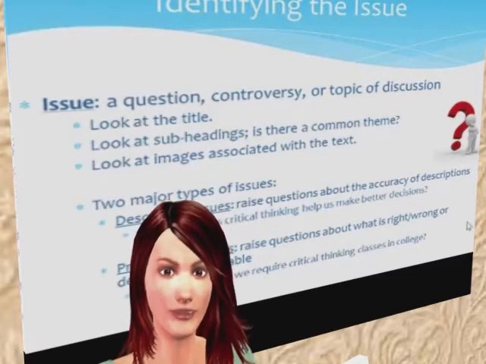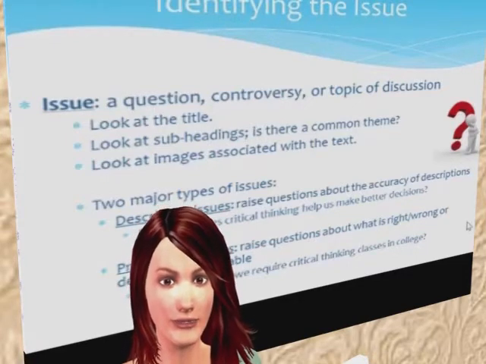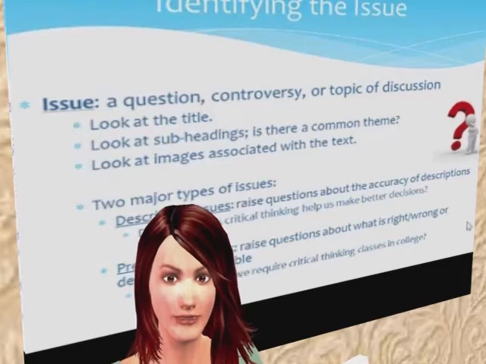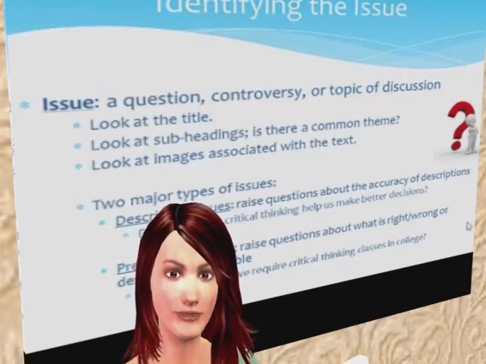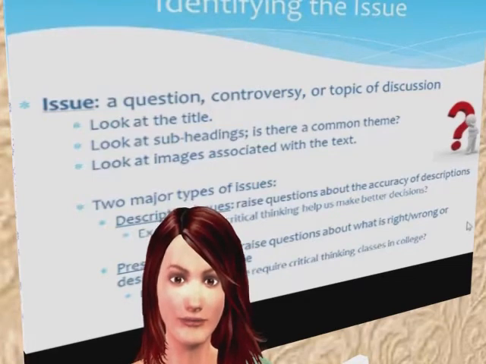Prescriptive issues are really about what's right or wrong, good or bad, desirable or undesirable, things we should or shouldn't do. An example here is, should we require critical thinking classes in college? So issues that authors are writing about will generally fall into those two categories.